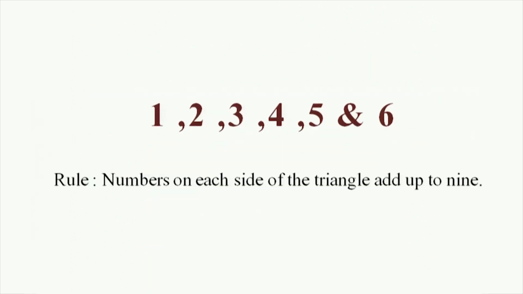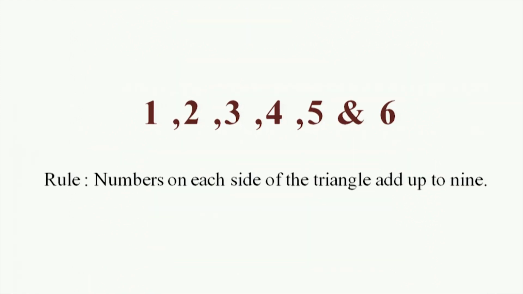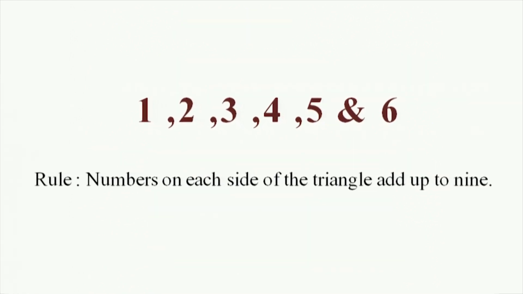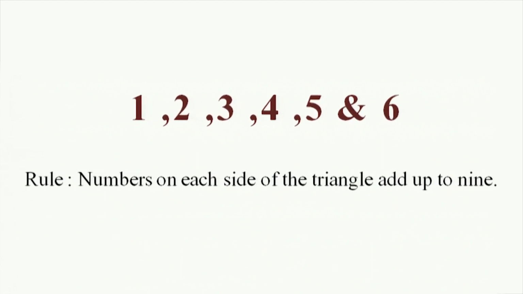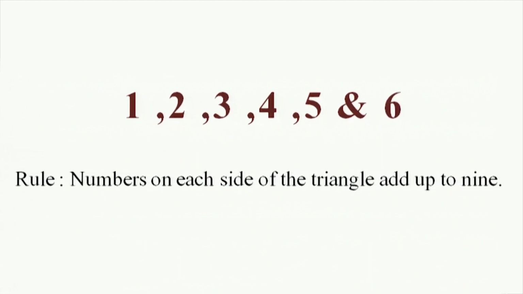Here I have used some digits. You have to put all these numbers on the sides of the triangle, and you have to follow one more rule, that is, the numbers on each side of the triangle add up to 9. This means when you add up the numbers written on the sides of the triangle, the sum should be equal to 9.